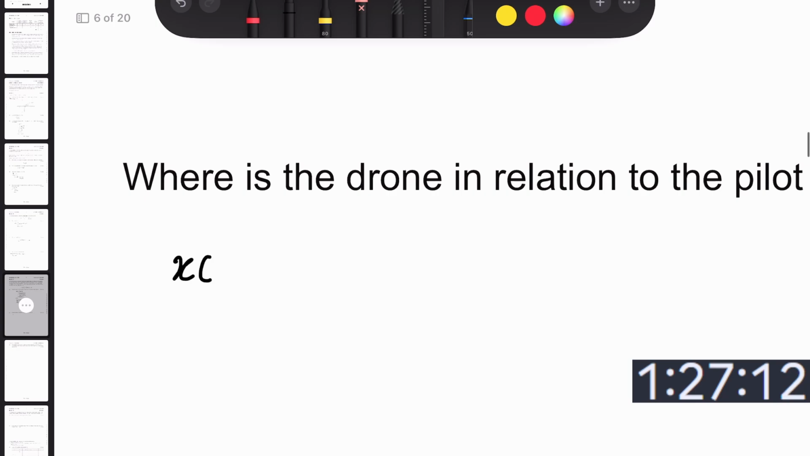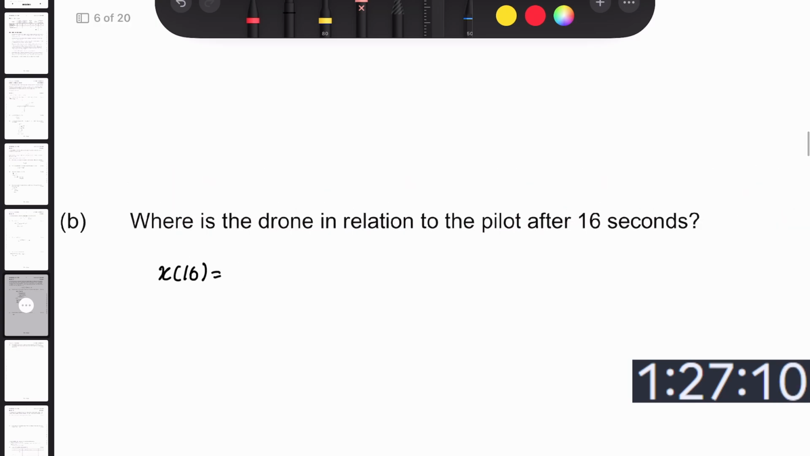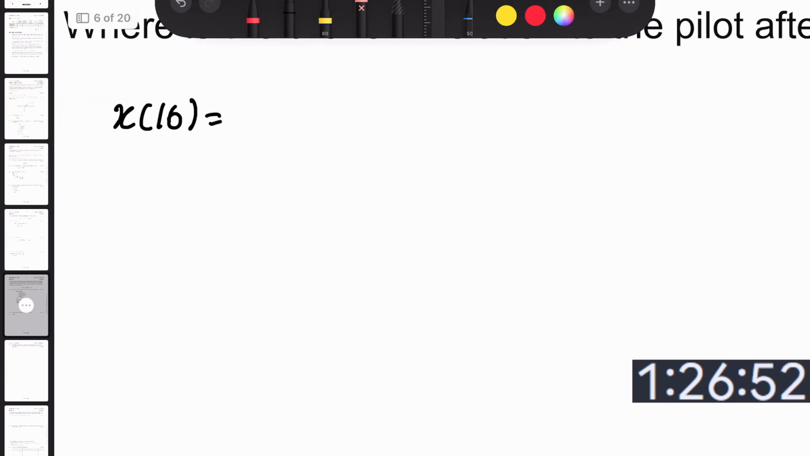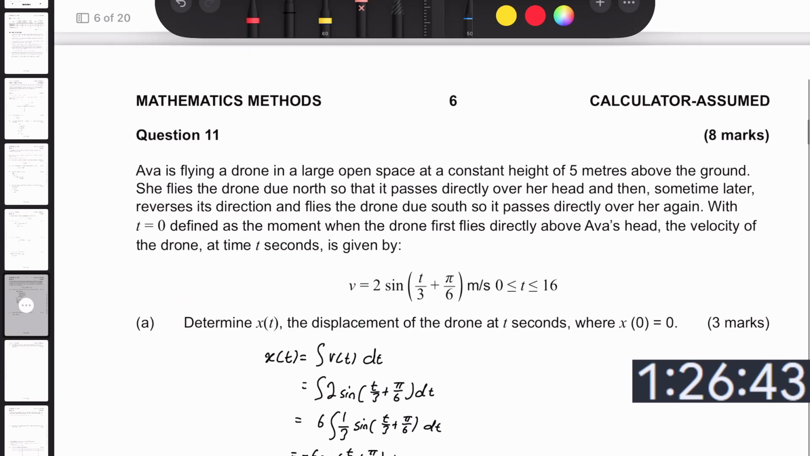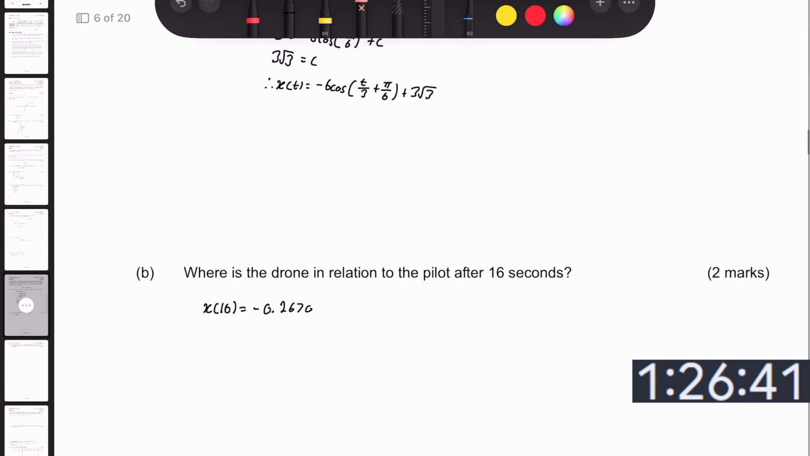Okay. What is the drone in relation to the pilot after 16 seconds? Well, I can just do x of 16, which is going to be equal to negative 6 cosine of 16 on 3 plus pi on 6, plus 3 square root of 3, minus x of 0, which is 0. It's going to be 0.266 or 270 meters.